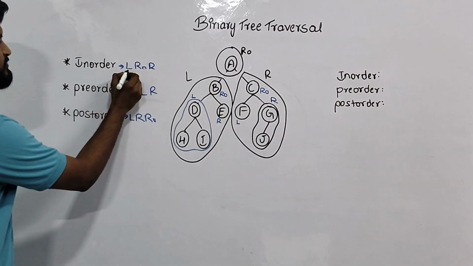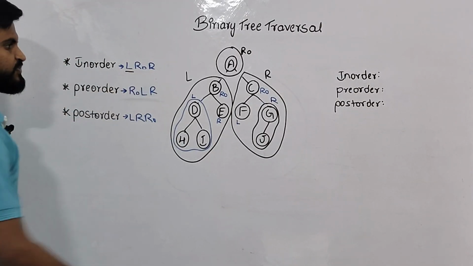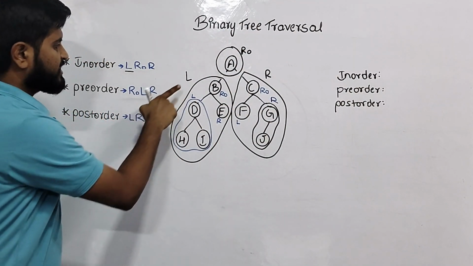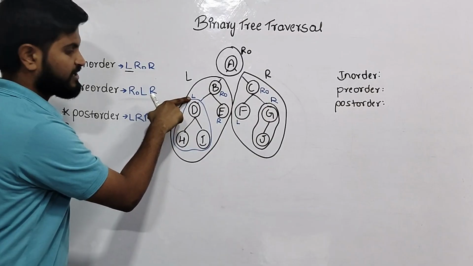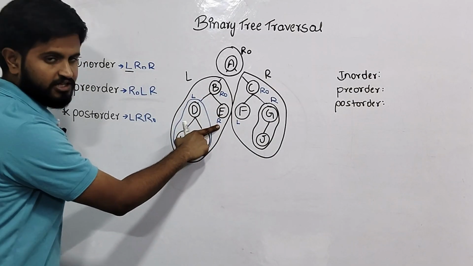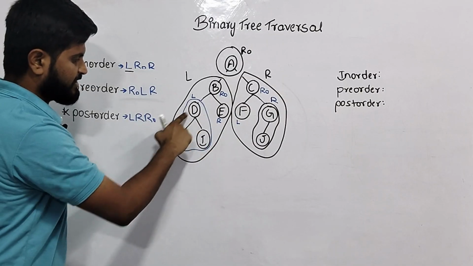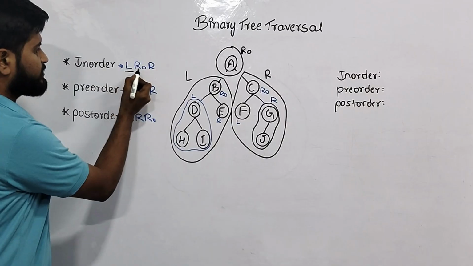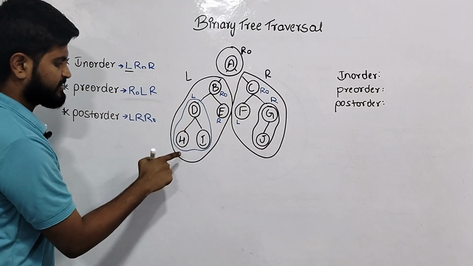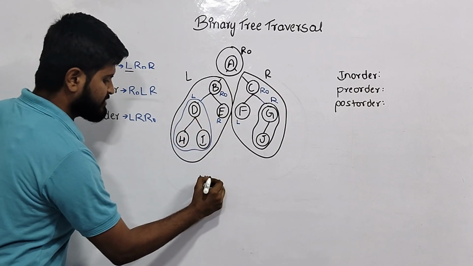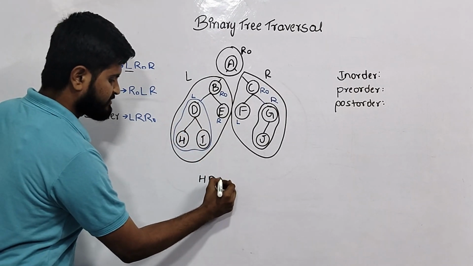In-order means first we must move towards the left. In the complete tree, left means the left subtree. In the left subtree, after left I must write root, after root I must write right. But here in the left we are having a separated tree now. So first let's apply left, root, right for this separated tree. Left is H, root is D, I is right.